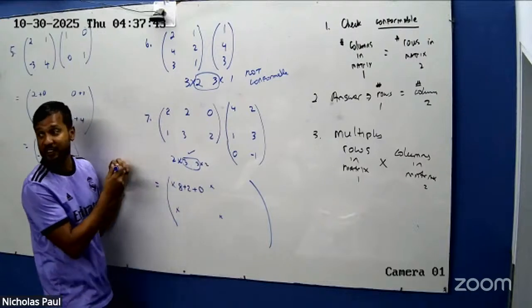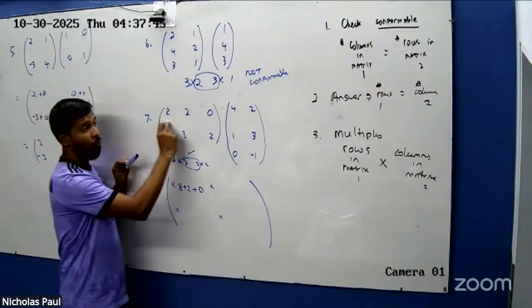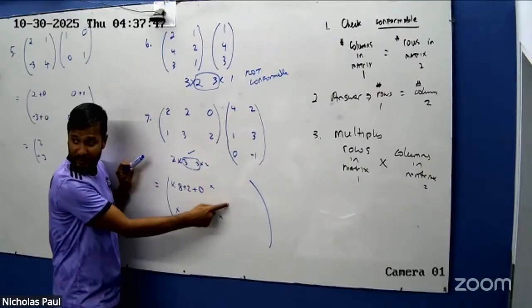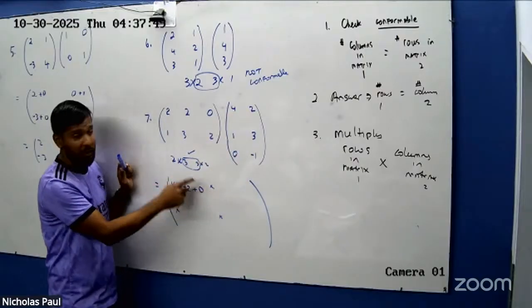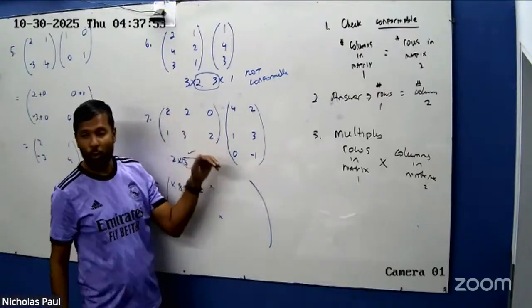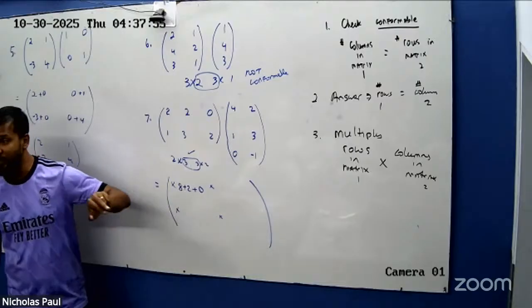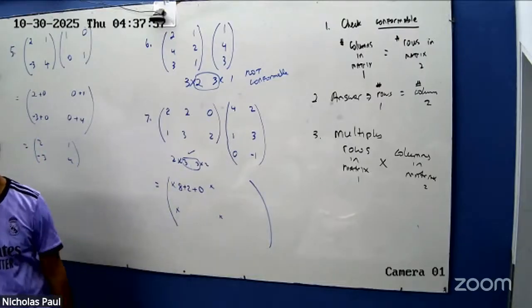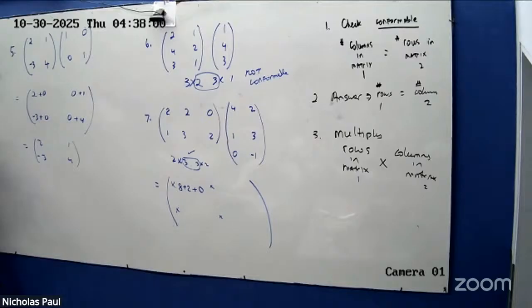Then where does the next value go? Row by column comes here. Is that okay? So your first row gives you your first row of answers. Your second row gives you your second row. If I give you a third row, it will give you a third row of answers. Hurry up, 1 minute again.